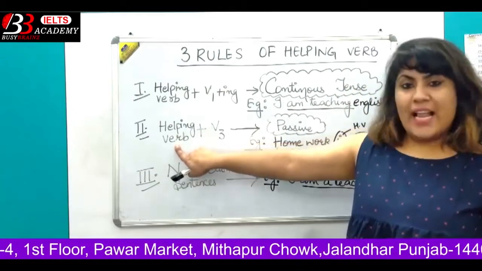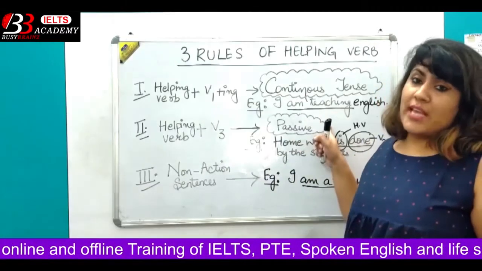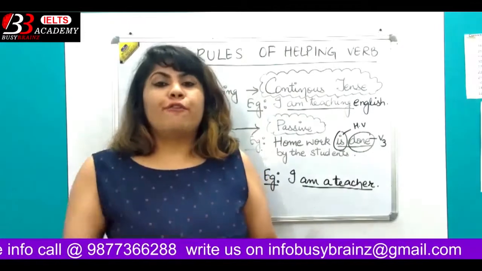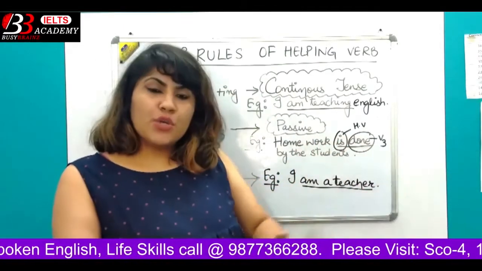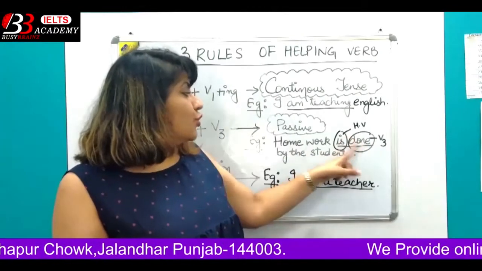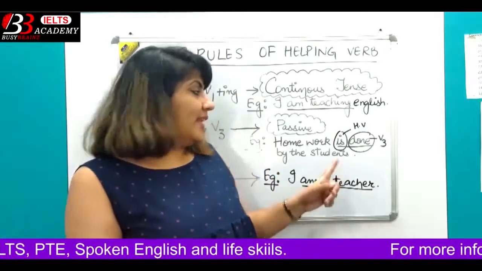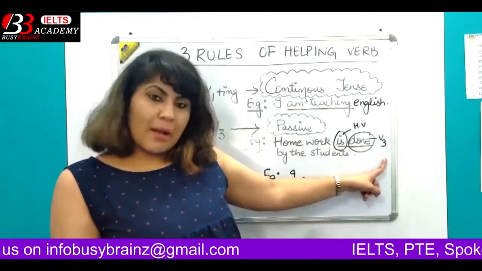Second rule is helping verb plus verb's third form, which is always used in passive. What is passive? Passive is something when we write formally. For example, homework is done by the students. And what will be the active of this? The students do homework. When we change this active into passive, then definitely helping verb plus verb's third form comes.